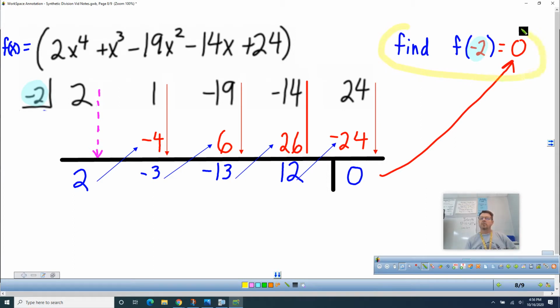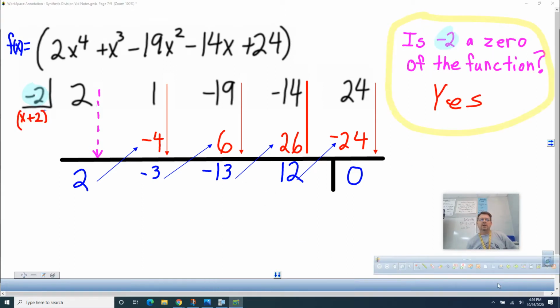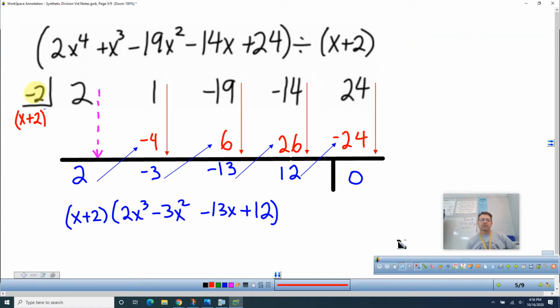All right, let me review one more time. This is the exact same problem with 0 changes. So let's back up. Here's our synthetic division on this slide. So bring down, multiply, add, multiply, add, multiply, add, multiply, add, and you've got your remainder 0. It doesn't always turn out to be 0. The first one had a remainder of 50.